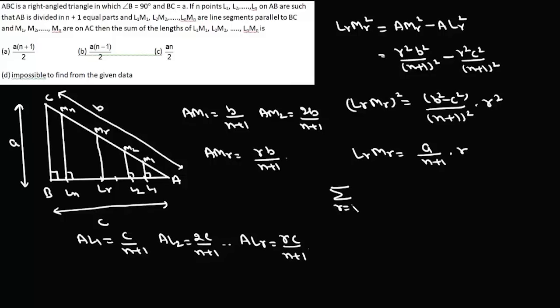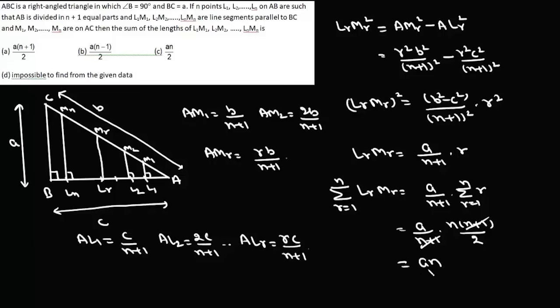So we need this summation where r varies from 1 to n of LrMr. So it will be a upon n plus 1, and then the summation of r where r varies from 1 to n. So it will be a upon n plus 1, and here it will be n(n+1)/2. Now n plus 1 will cancel. So the sum of all these lengths will be equal to an by 2, and that's your option C.